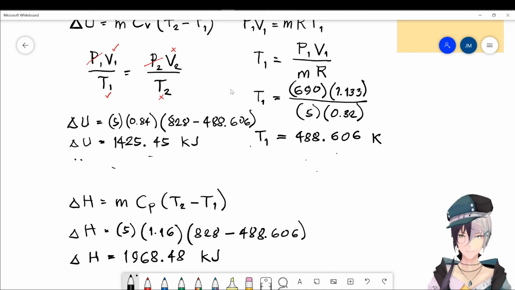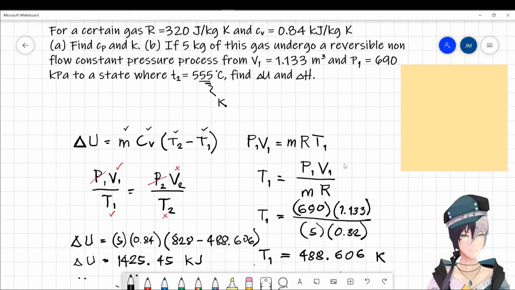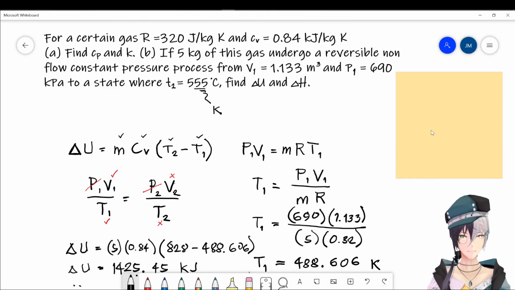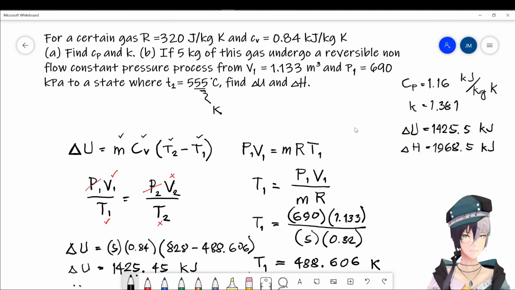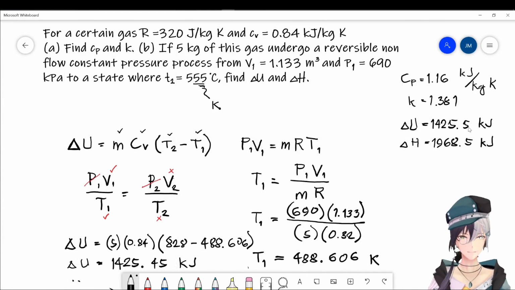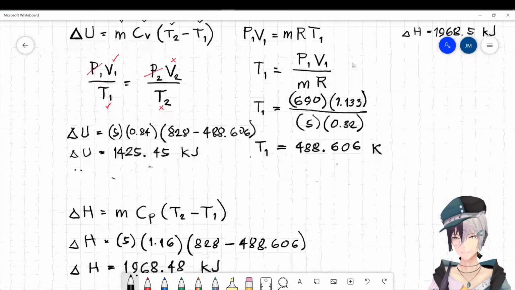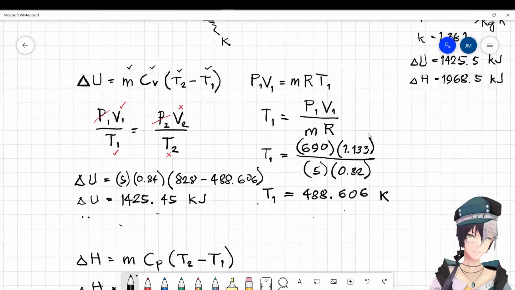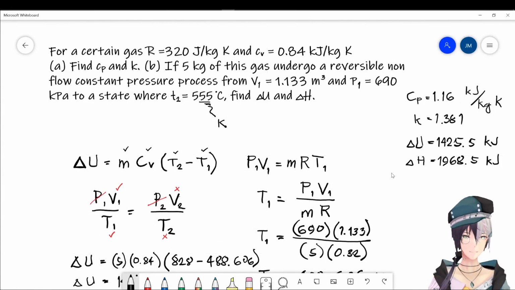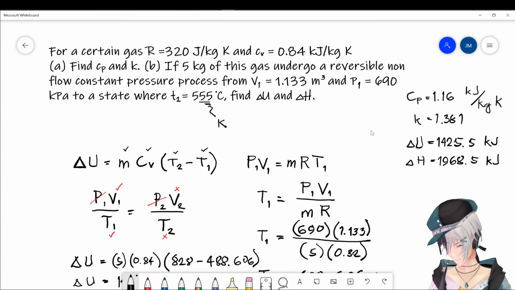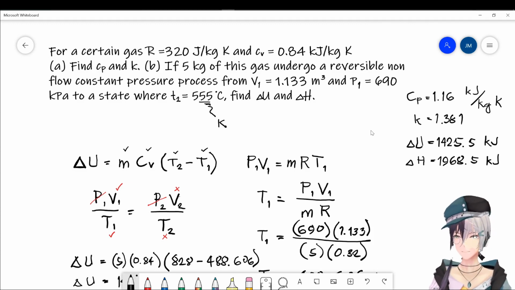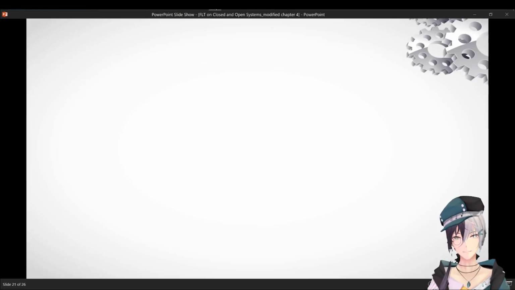So let's check the answer. Let's look at the answer key. So 1.16, we got that one earlier. Then 1.381, so it's a slight difference. Just a matter of rounding off. So we got the correct answer. All right, so that's the sample problem.